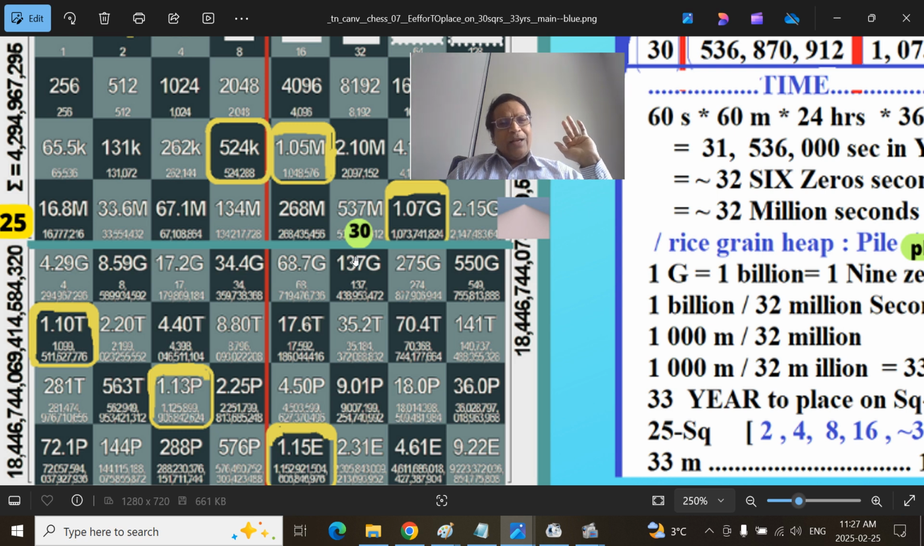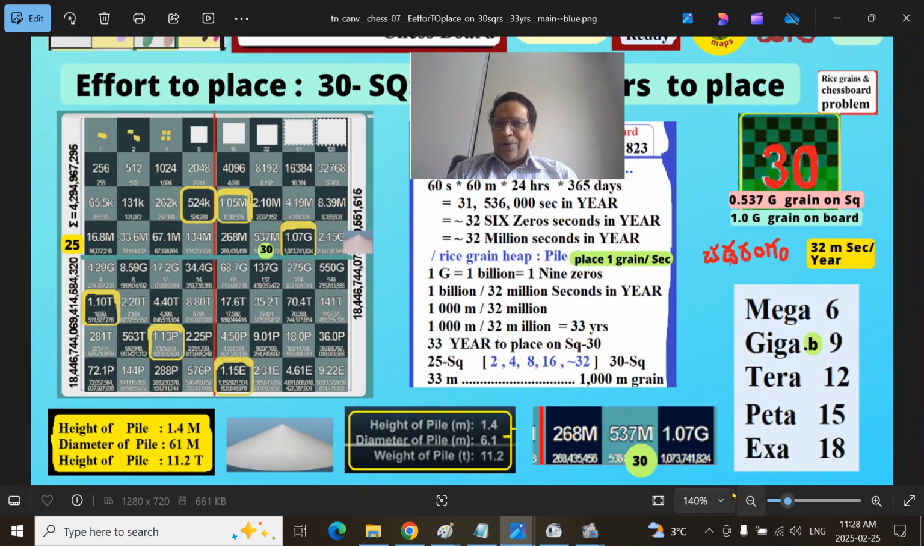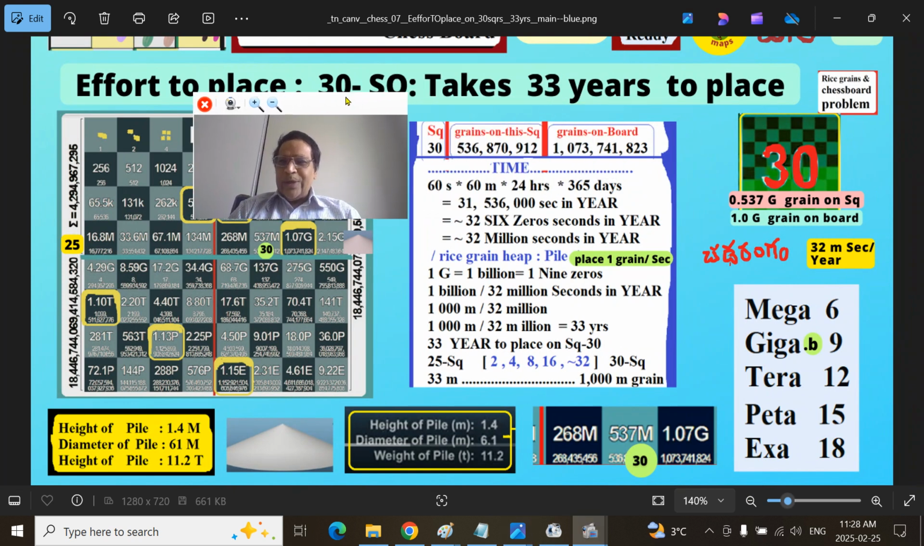That means 32 times it takes, because you are doing doubling from here. That means 1, 2, 3, 4, 5. 5 doublings you are doing, 30. So the process is very enormous. That's why the rice board chess grain problem is used to explore this.